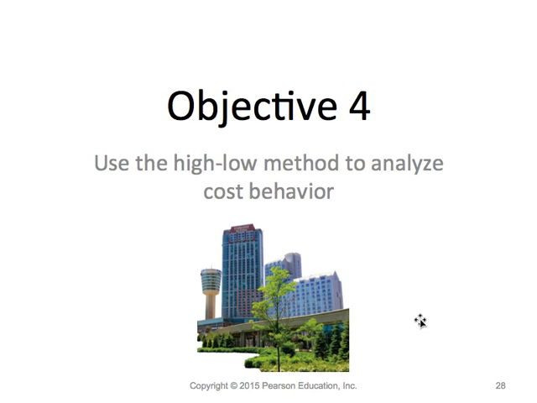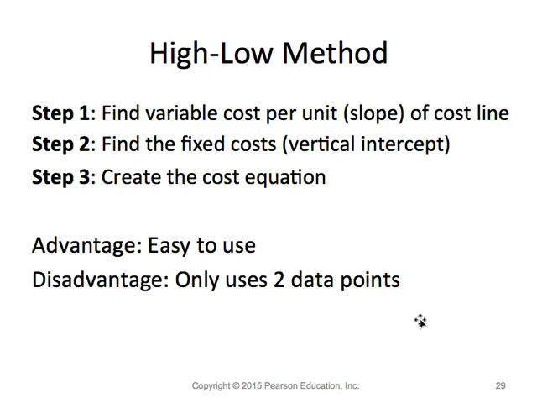So this is another one. It's the high-low method to analyze cost behavior, and lazy people do this. It's not always a very good one, but sometimes it works well. But in most cases, you don't know. Let's see how it works. There are 3 steps. Find the variable cost per unit, the slope of the cost line. Find the fixed cost, and then create a cost equation. So it's easy to use, but it only uses 2 data points.